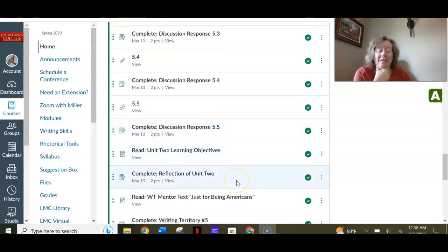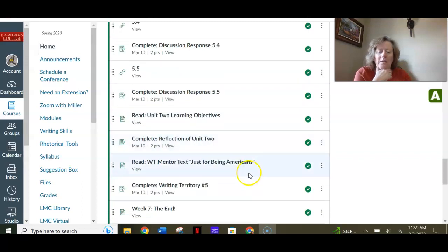You do have a reflection here at the end of Unit 2, and that will also be due by the end of the week. So don't complete the reflection until you have completed the other work of the week. You do have a writing territory this week. Your focus is on the short paragraph. We talked about short sentences a few weeks ago. Now your focus is going to be on the short paragraph. And then we're at the end of week 7, and we're at the end of Unit 2.